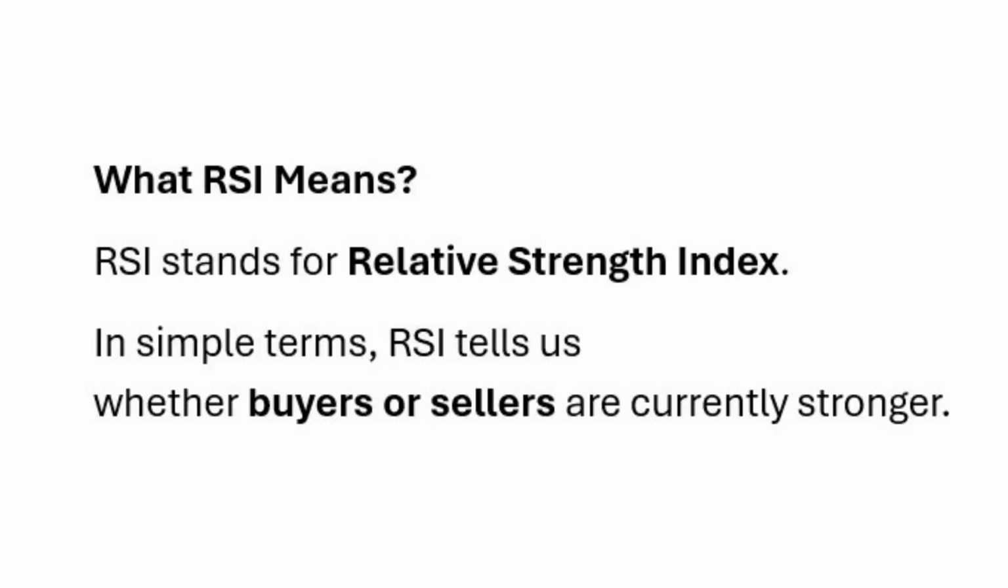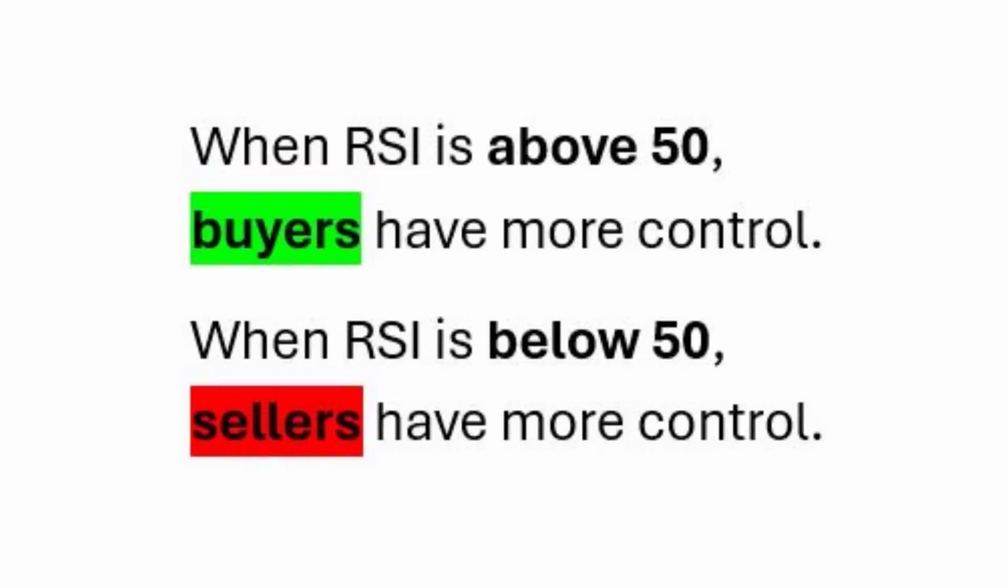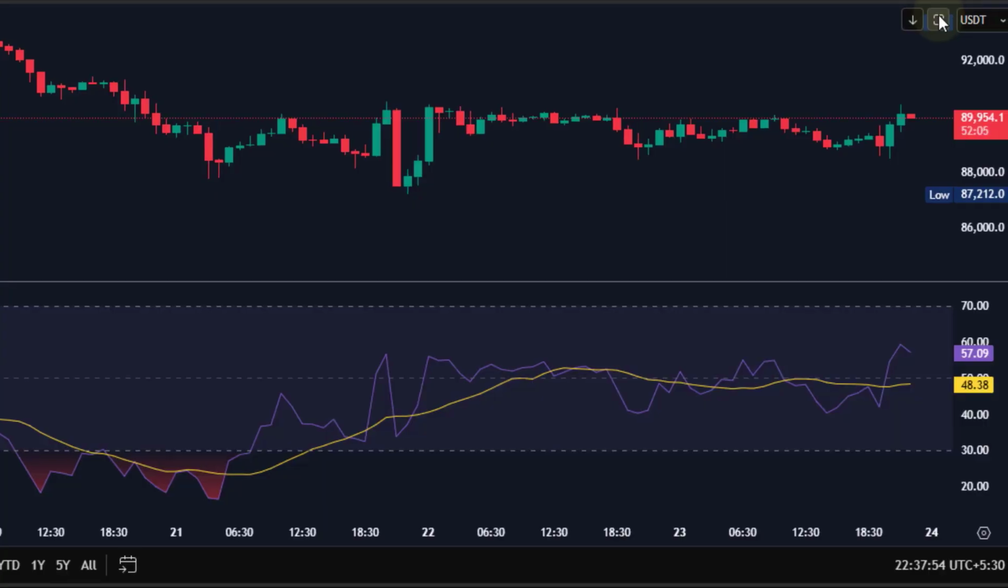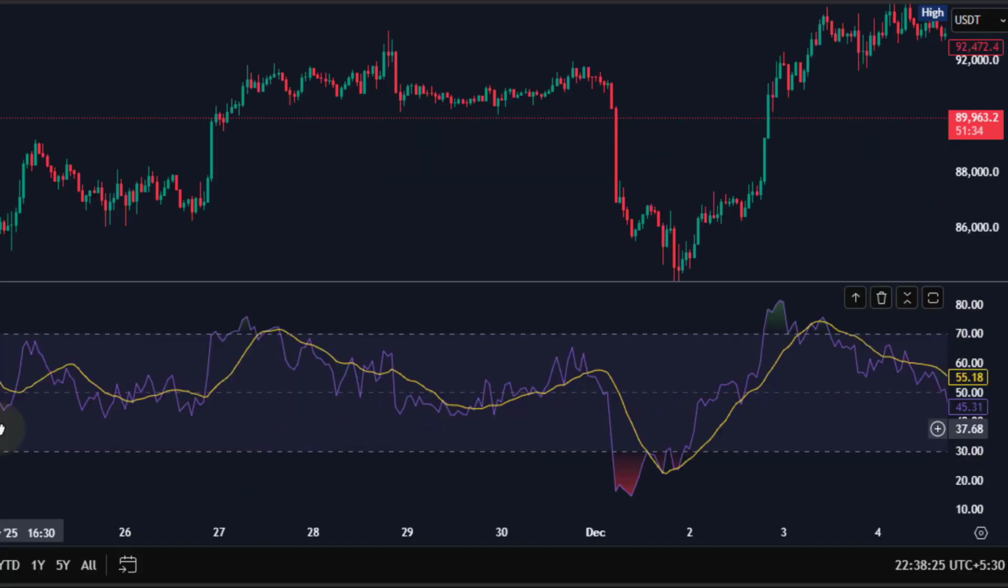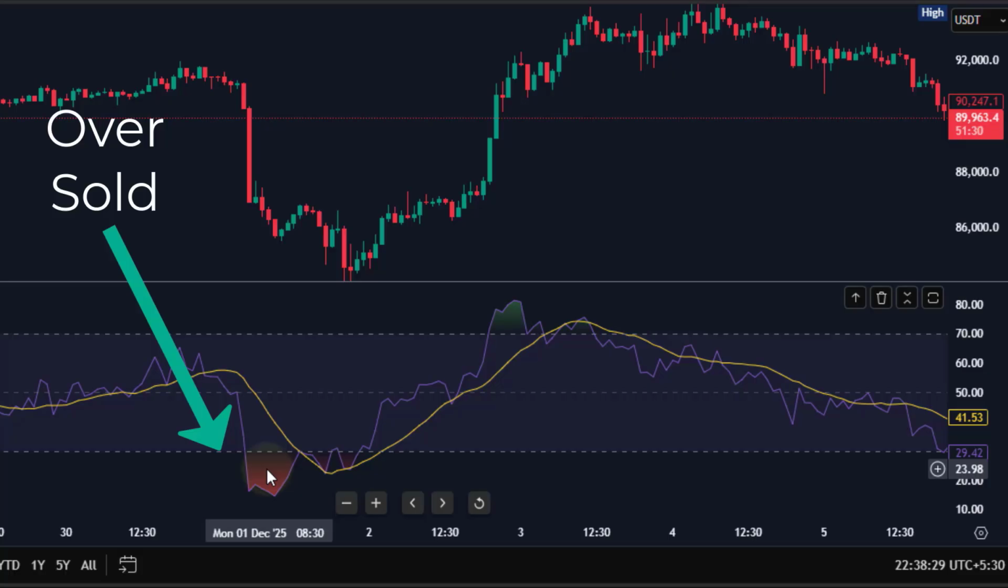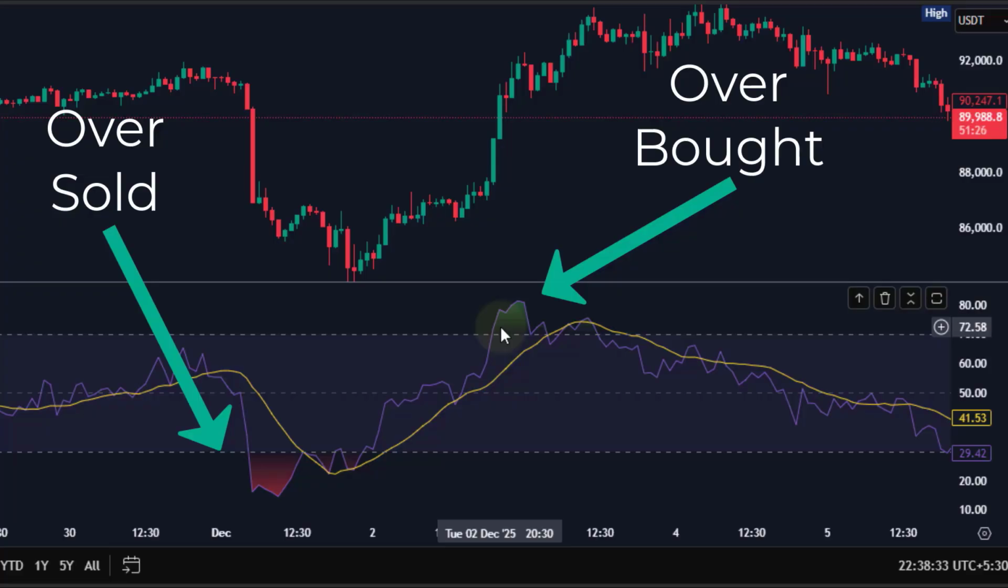RSI stands for Relative Strength Index. In simple terms, RSI tells us whether buyers or sellers are currently stronger. When RSI is above 50, buyers have more control. When RSI is below 50, sellers have more control. We are not using RSI to catch tops or bottoms. We are using it to understand the market bias. When RSI goes below 30, the market is considered oversold. When RSI goes above 70, the market is considered overbought.